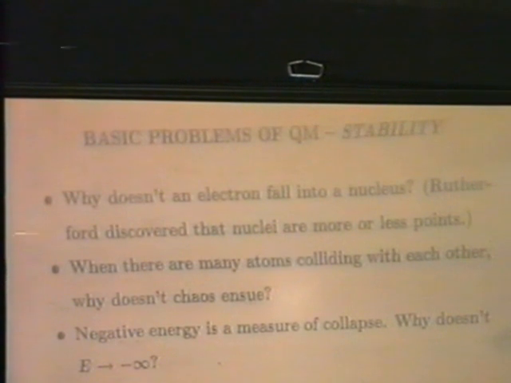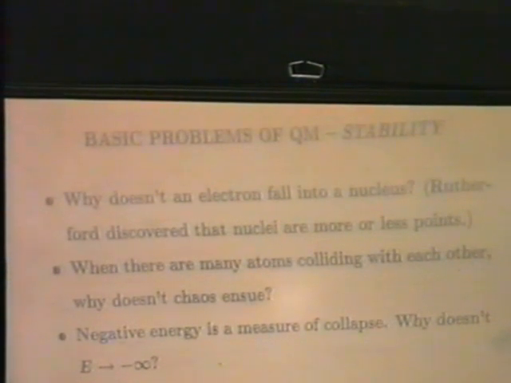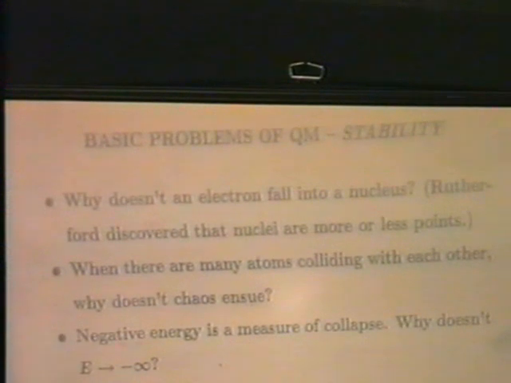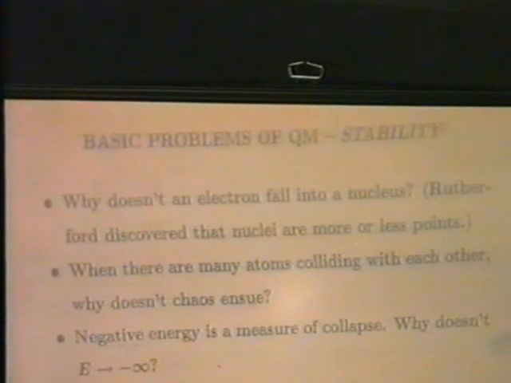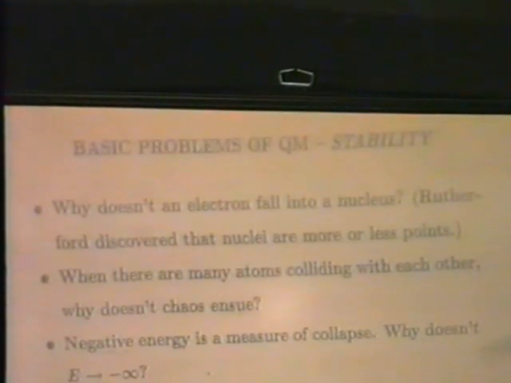Well, if I take an electron which has a negative charge and a nucleus which has a positive charge, the first question is why doesn't the electron fall into the nucleus if they attract each other? And that problem was presumably answered by Schrodinger's equation, which we'll come to in a minute. When there are many atoms colliding with each other, why don't we just have chaos?